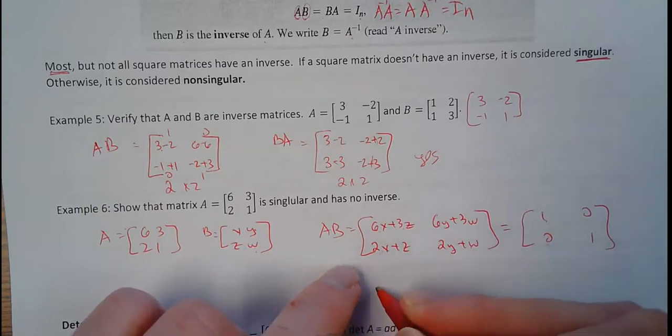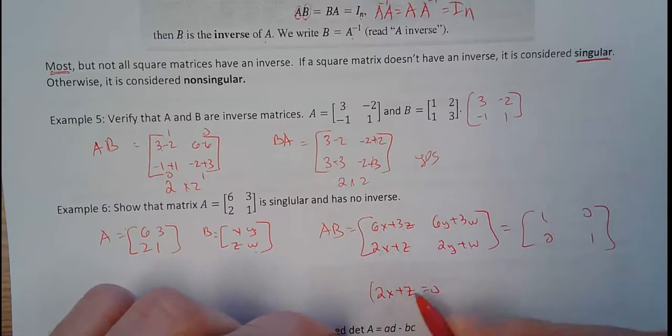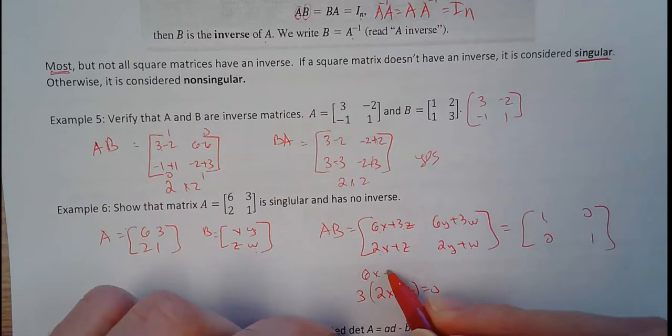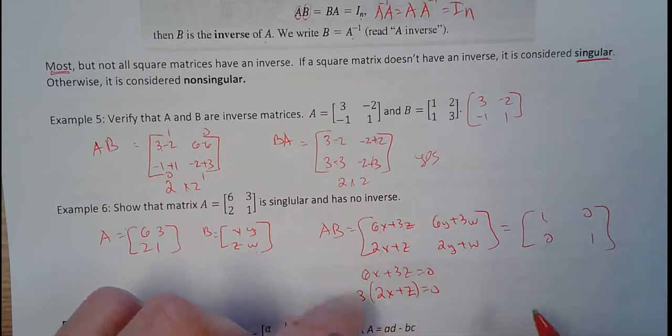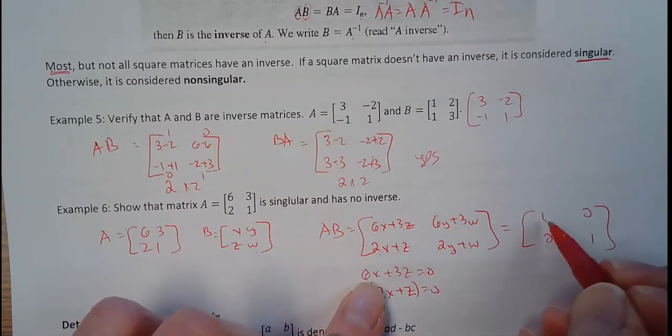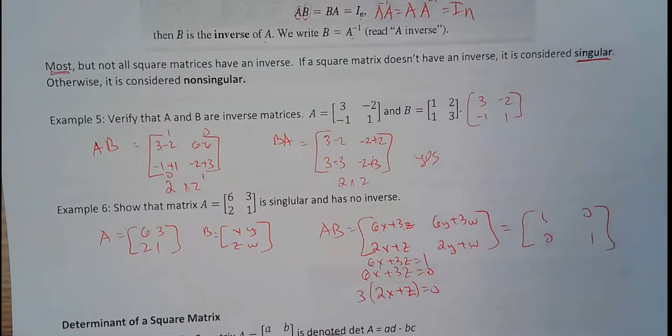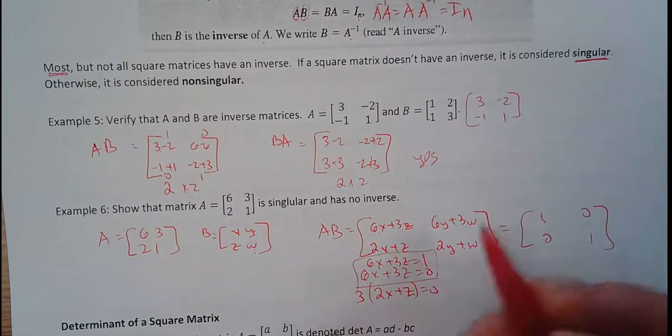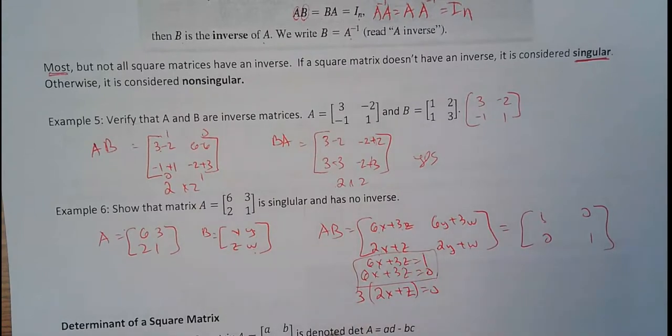What's going to happen if I took 2x plus z, which is supposed to equal 0, and I tripled that? It'd be 6x plus 3z equals 0. But up here, 6x plus 3z is supposed to equal 1. So can the exact same thing equal 1 and 0 at the same time? No.